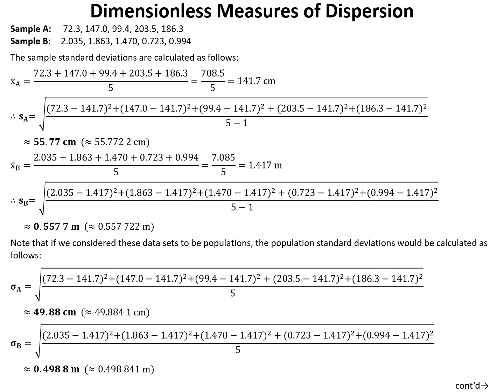Now we can also calculate what the standard deviations would be if we were considering these to be populations instead of samples. We would simply do the same calculations, except the one difference being that under the square root sign we would divide by n instead of n-1. So we would divide by 5 instead of 4. And so that would give us a sigma A of 49.88 centimeters and a sigma B of 0.4988 meters.